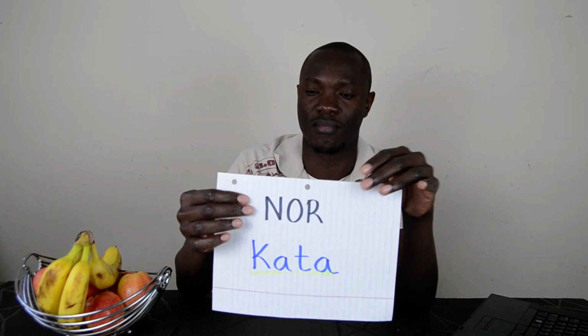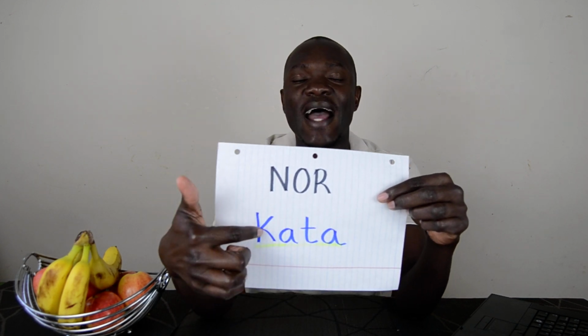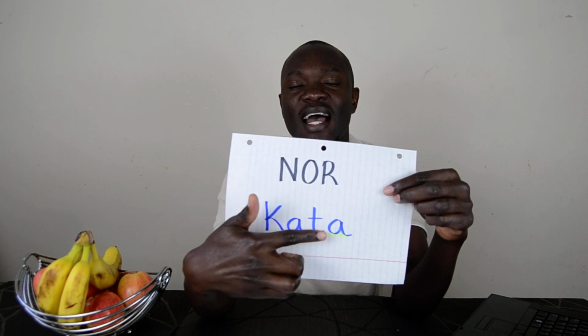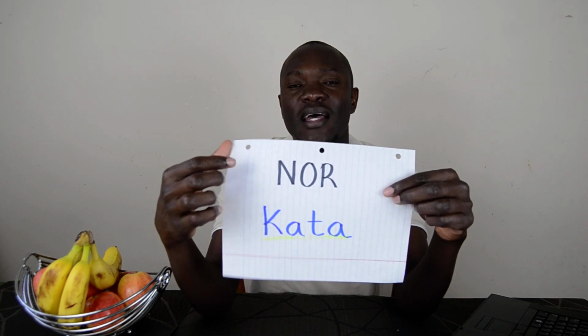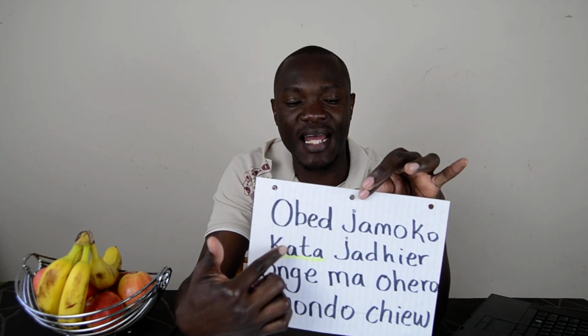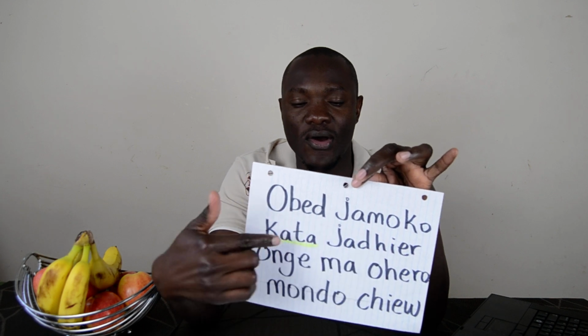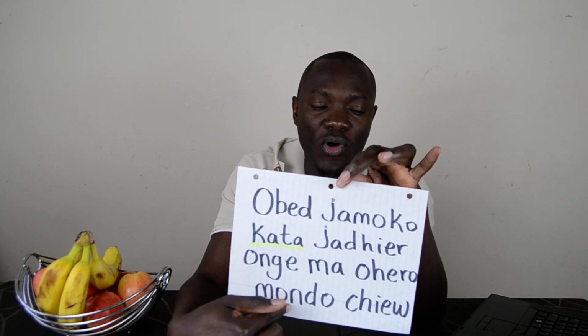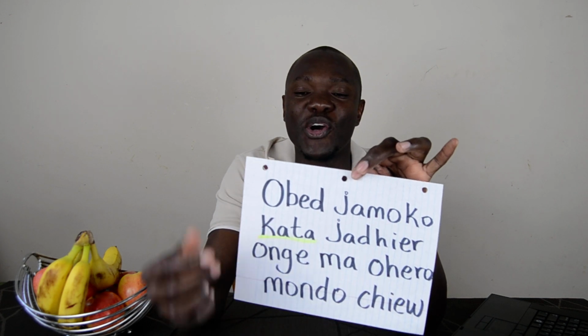The third one would be called nor. So when you talk about neither nor, it is called kata. An example in a sentence, obed jamoko kata jadhier, onge ma ohero mondo chiew.